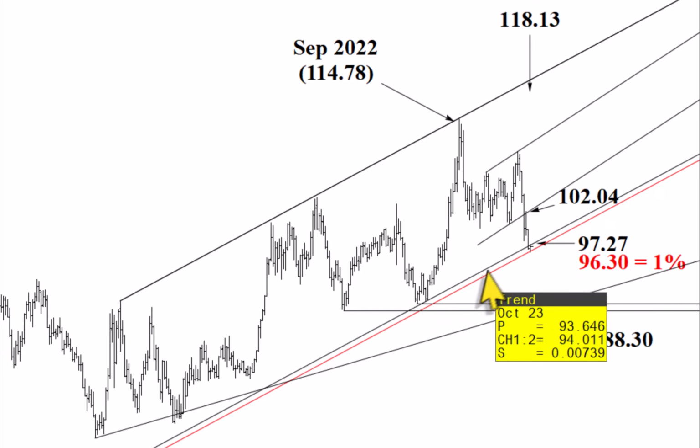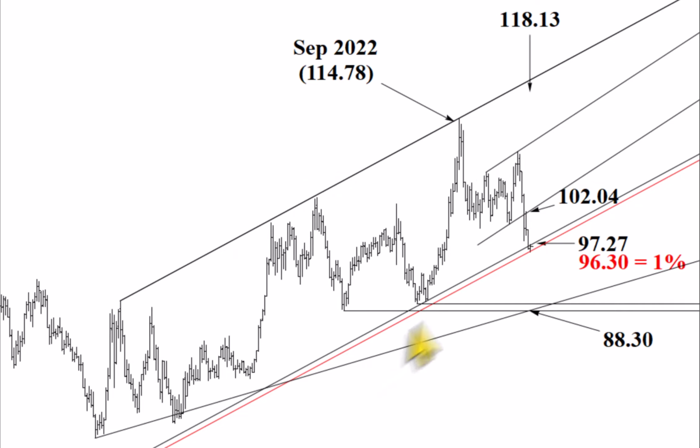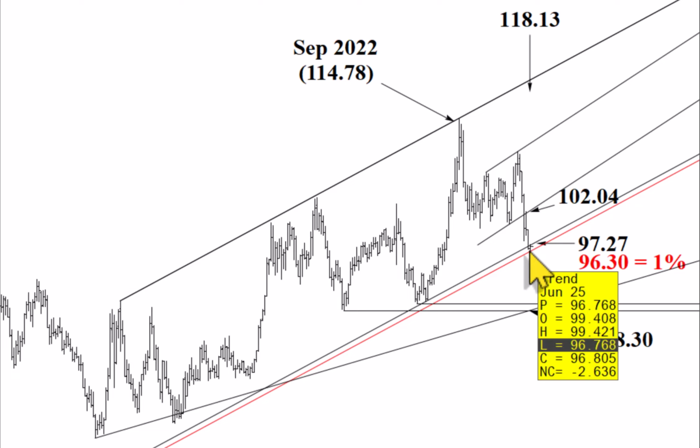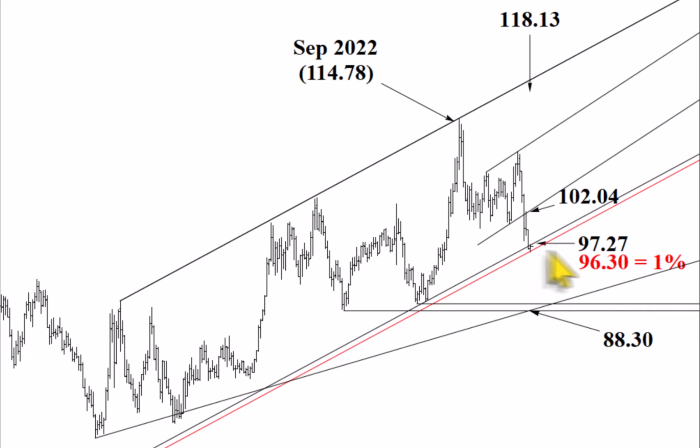And if we can close at or above 97.27, this channel bottom continues to hold. I mean, it is by one measure anyway, because we have not violated the 1% threshold. So if we close back above 97.27, I think within several months we can make our way back to this rising channel bottom at 102.04 and climbing.